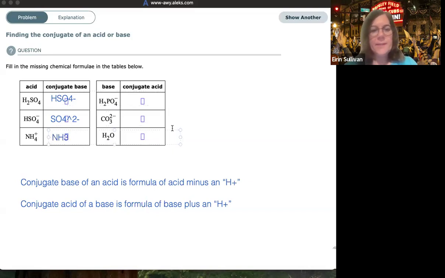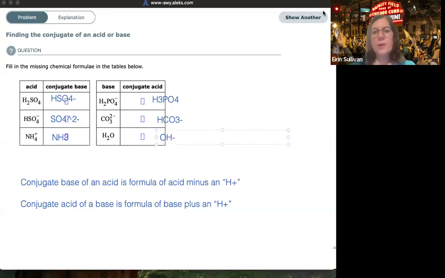All right, so let's look at our bases. A base will accept an H plus. So we're going to increase the number of hydrogens and we're going to increase the charge by 1. So H2PO4 minus is going to go to H3PO4. Ooh, phosphoric acid. And then the carbonate ion, so we'll add a hydrogen to CO3. Don't forget to adjust the charge. That's now a -1 charge, not a -2 charge, because we increase the charge by 1. And H2O, if it loses a hydrogen and a +1 charge, will give us the hydroxide ion.